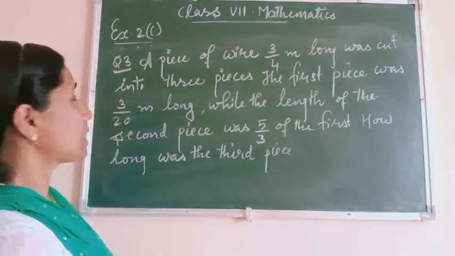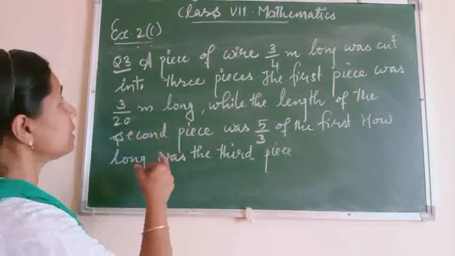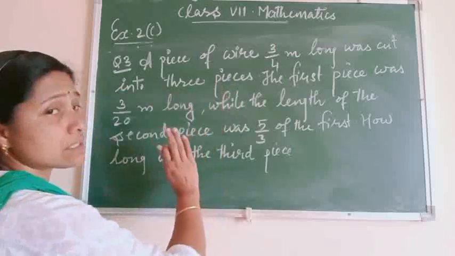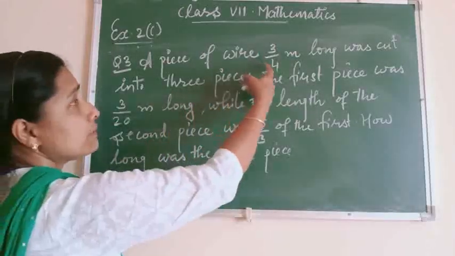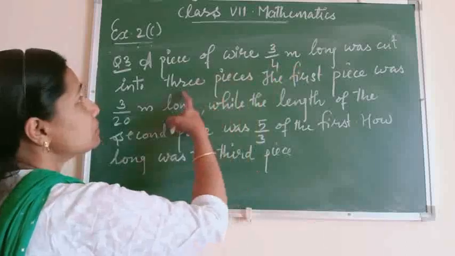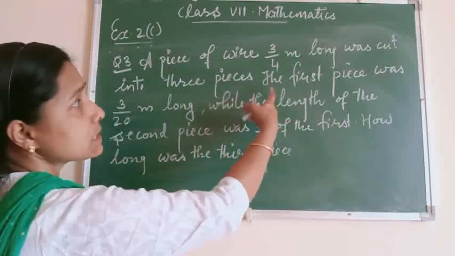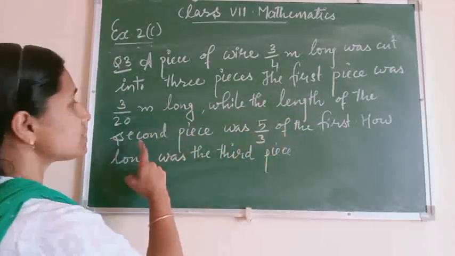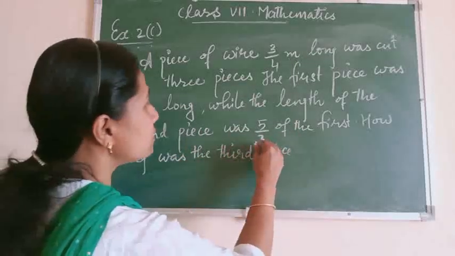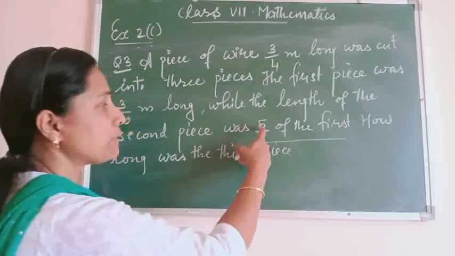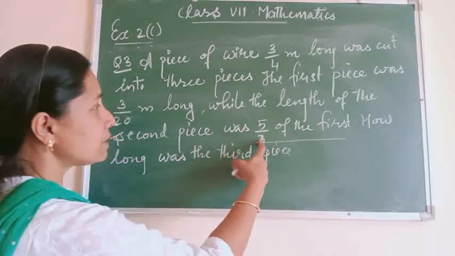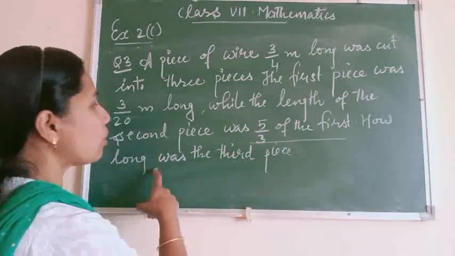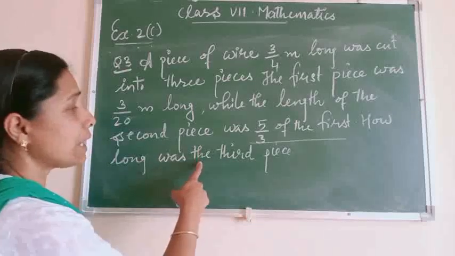Okay, now let us move to the next question. Question number 3. A piece of wire 3/4 meter long was cut into 3 pieces. One long wire, and the total length of that wire is 3/4 meter. This wire is cut into 3 pieces, and the length of the first piece is given. The first piece was 3/20 meter long, while the length of the second piece was 5/3 of the first. That means 5/3 multiplied by 3/20 is the length of the second piece. And how long was the third piece? You have to find out the length of the third piece.